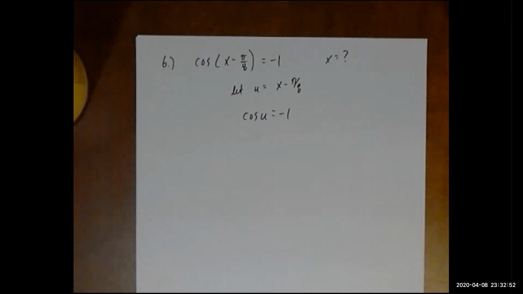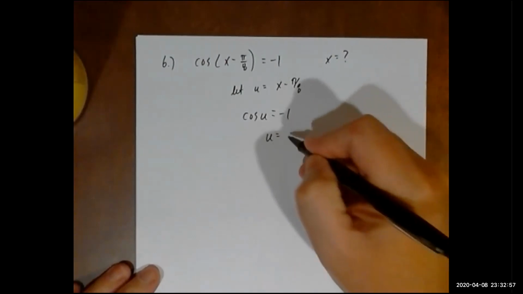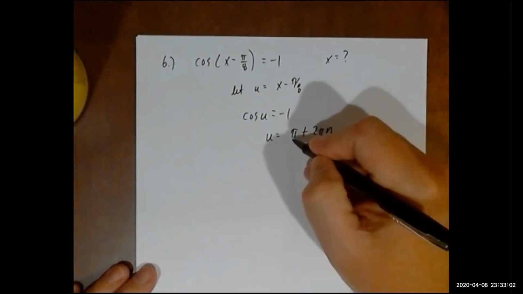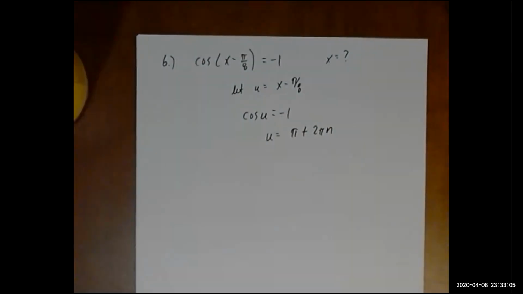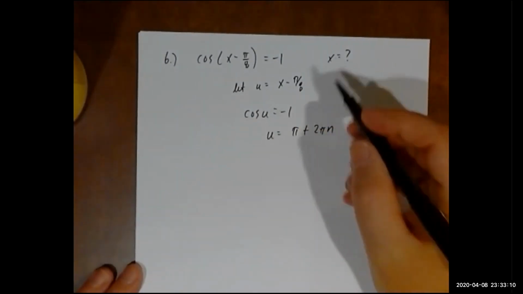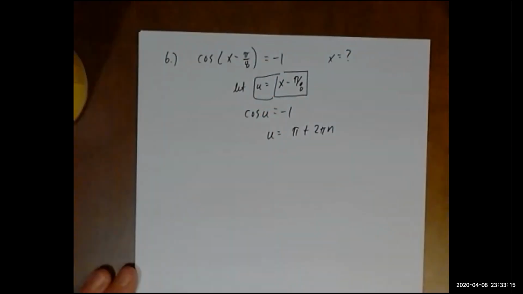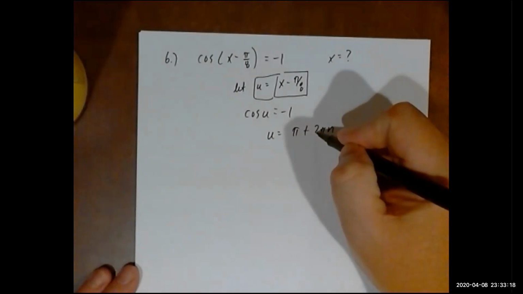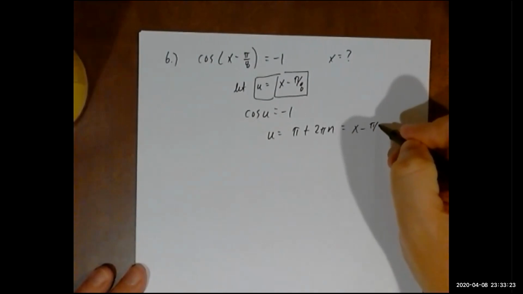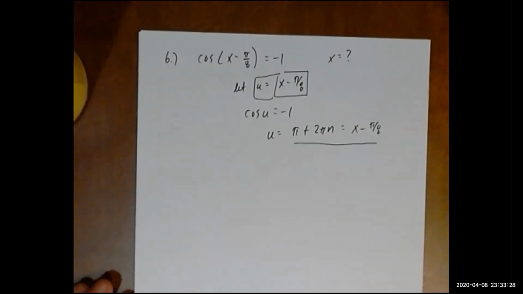I'm looking for the angle u where the cosine is -1. It actually only occurs once at the angle pi, so our general solution is pi plus 2 pi n. Of course, now I need to switch this u back to x. And I use this definition of u. So if u equals this, u also equals this. So I just write them together. And now I can take this equation and solve for x.